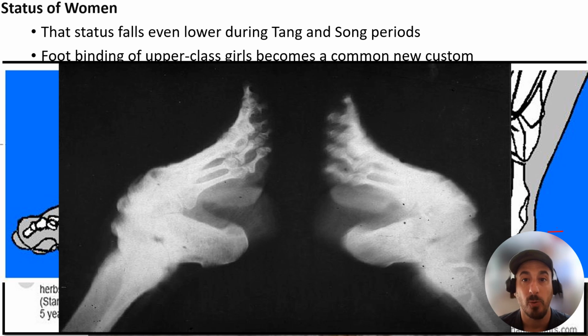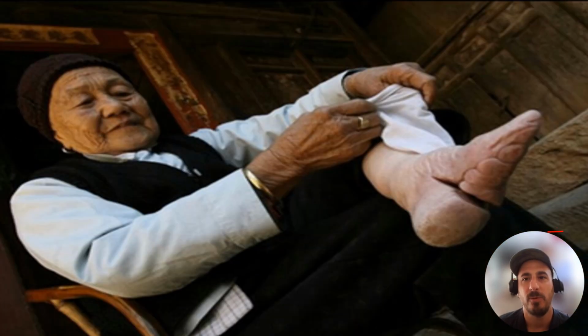There's an actual real x-ray of the heel growing, and you're probably like, why? I can't imagine this, Mr. Rico. Well, no problem. Let me show you what a bound foot looks like, because this was made illegal, but after it was made illegal in the 20th century, there were still women who had their feet bound.